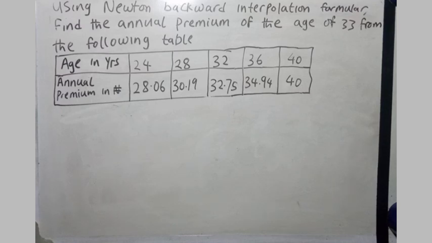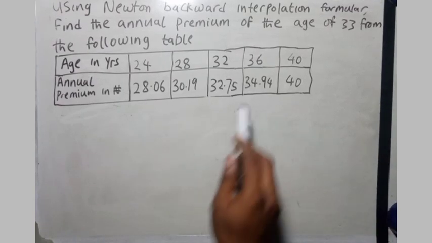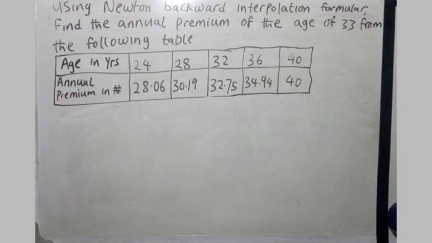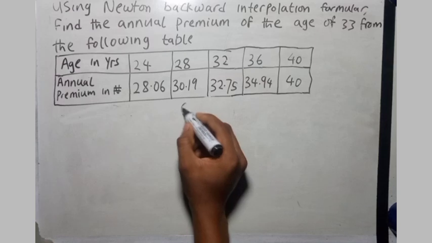So they want us to find for 33. If I'm correct, 33 falls in between this and this, so definitely we'll be using the backward method. Another thing we need to confirm is the interval. Though they've already said in the question to use the interpolation method, for confirmation's sake, let us check.